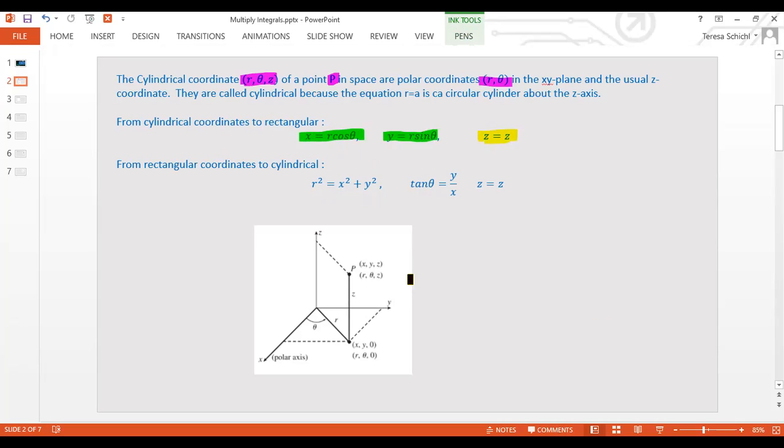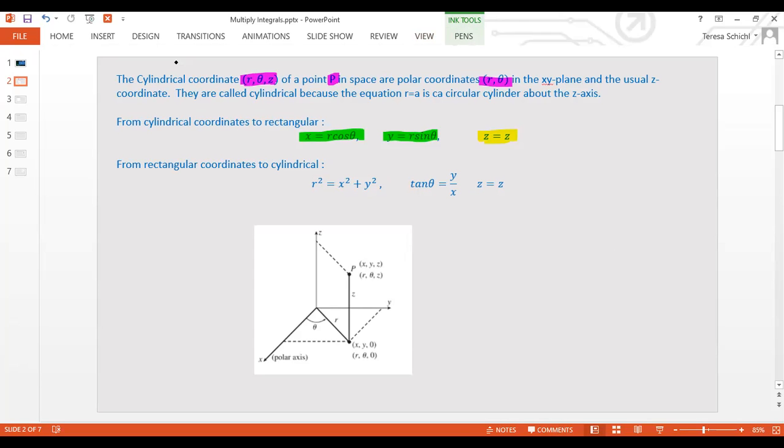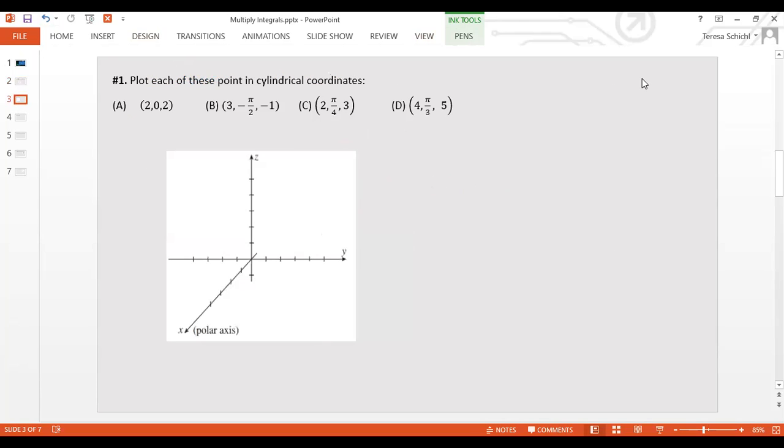From rectangular coordinates to cylindrical is similar to what we did before for polar. So r squared is equal to x squared plus y squared, tangent theta is y over x, and z is z. So this is a pretty easy new coordinate system, basically a combination of the polar and the Cartesian.